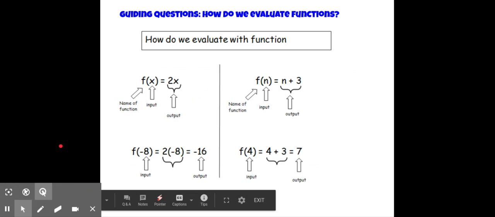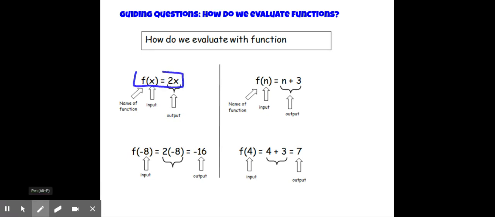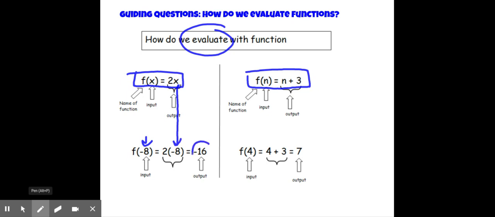On the next page, what I'm going to show you is that a function is defined as is: f of x equals 2x, f of n equals n plus 3. We looked at those in the other place. But what if we want to evaluate it? Evaluate means come up with an answer. I stick a number in there, and they say, what's f of negative 8? All that means is take the x and replace it with negative 8, plug it in your calculator and get negative 16 as your output. If your input's negative 8, the output's going to be negative 16 in this rule or function machine.